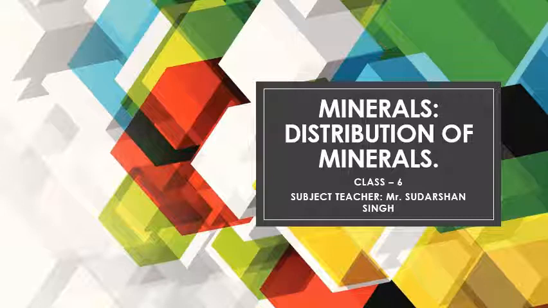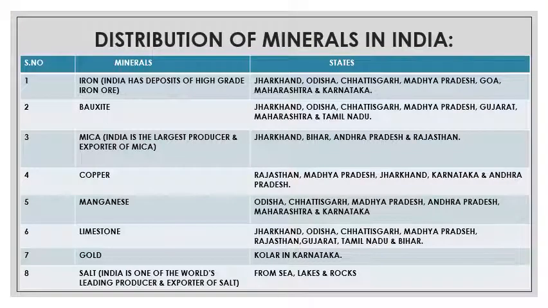Today we are going to discuss minerals, and our topic is distribution of minerals. Now let us start and see the distribution of minerals in India. The first mineral is iron, and India has deposits of good grade iron ore, and it is found in Jharkhand, Odisha, Chhattisgarh, Madhya Pradesh, Goa, Maharashtra and Karnataka.